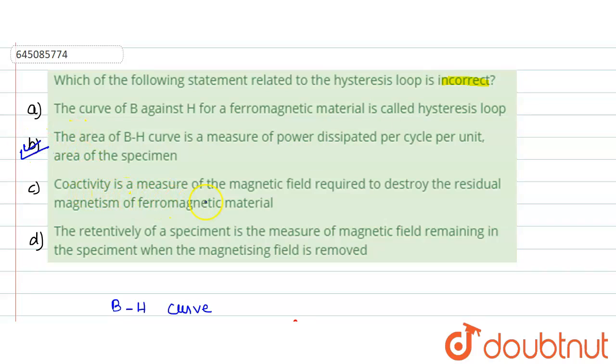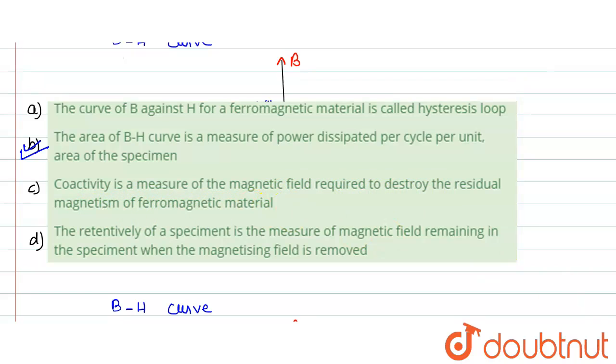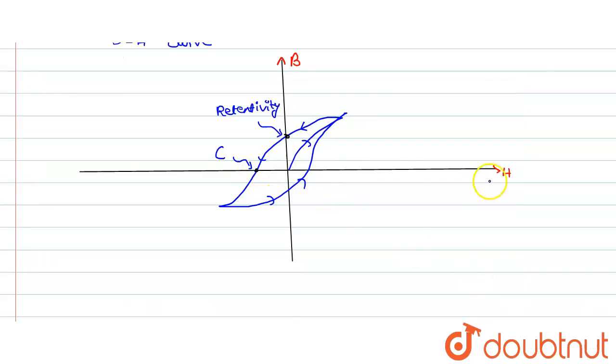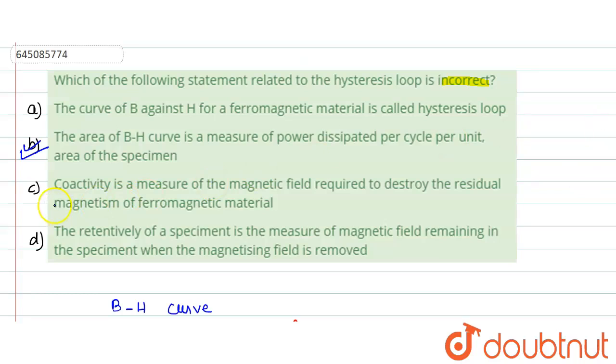Now, in the C option, coercivity is a measure of the magnetic field required to destroy the residual magnetism of the ferromagnetic material. This is also right. We can see that this is the coercivity. It is the amount of external magnetic field which is to be applied to make the magnetic flux density in a specimen equal to 0. That means statement C is correct. We need to find the incorrect one.